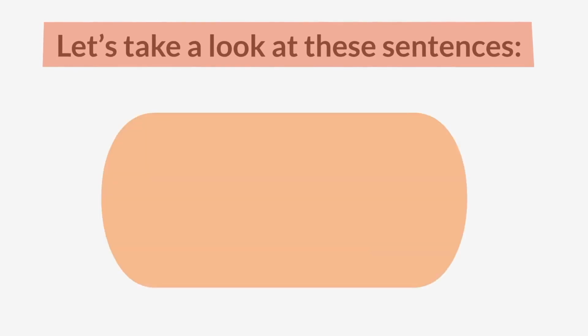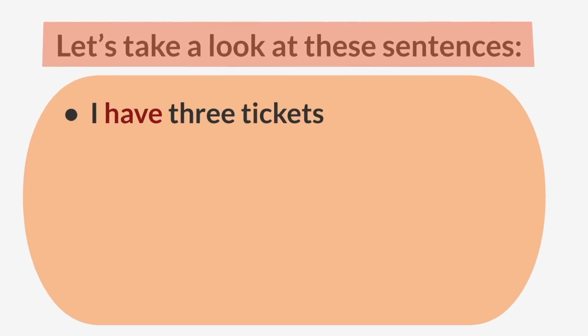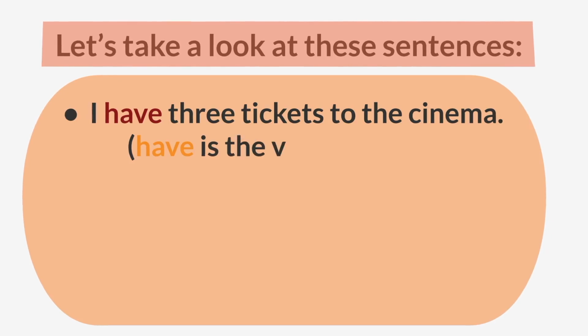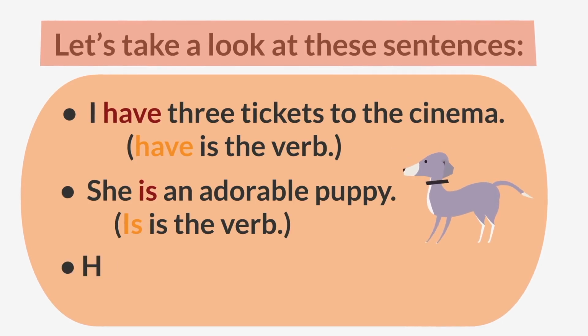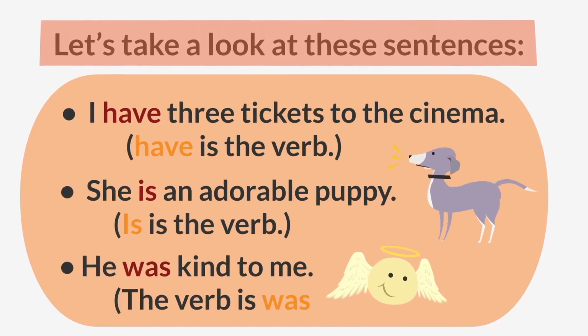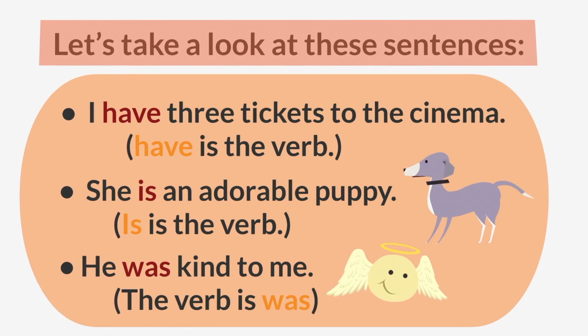Let's take a look at these sentences. I have 3 tickets to the cinema. Have is the verb. She is an adorable puppy. Is the verb. He was kind to me. The verb is was.